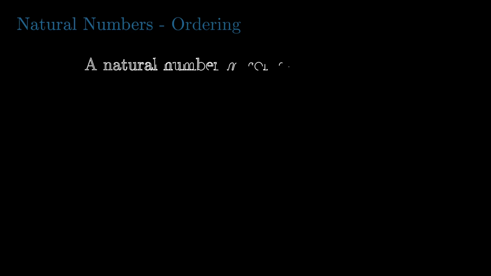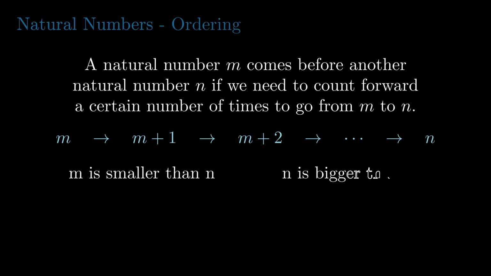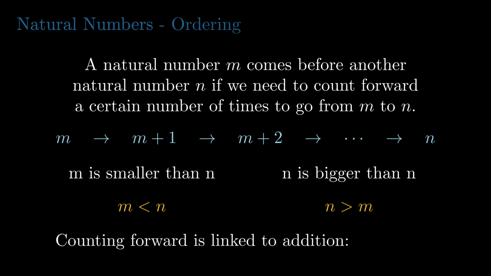A natural number m comes before another natural number n if we need to count forward a certain number of times to go from m to n. In other words, m is smaller than n or n is bigger than m. We write it down in the following way. As we know, such concept of counting forward is linked to addition. In fact, if we need to count forward for a times to go from m to n, we say that n is equal to m plus a.